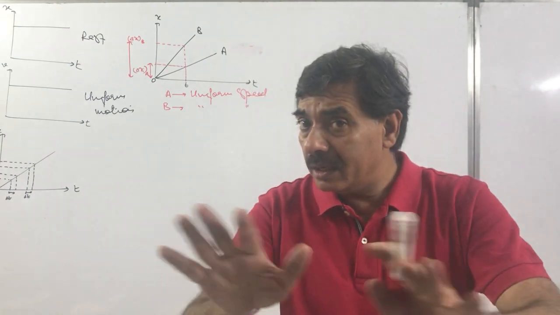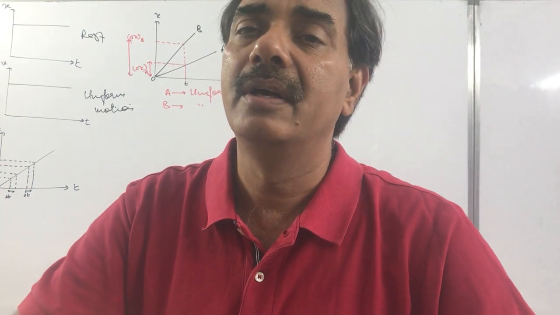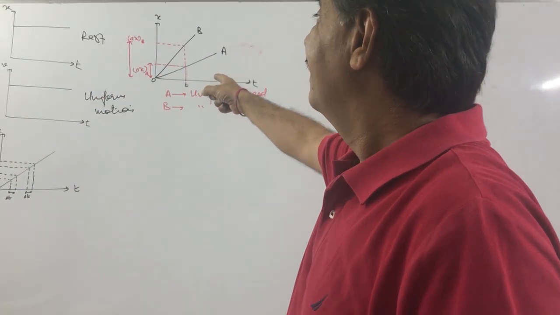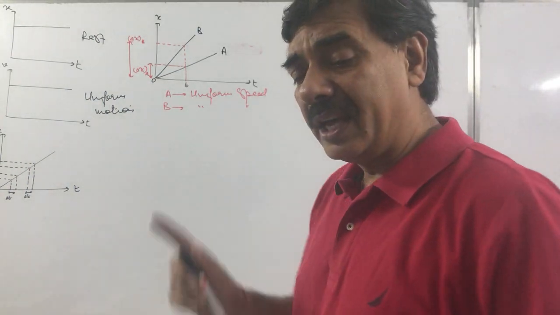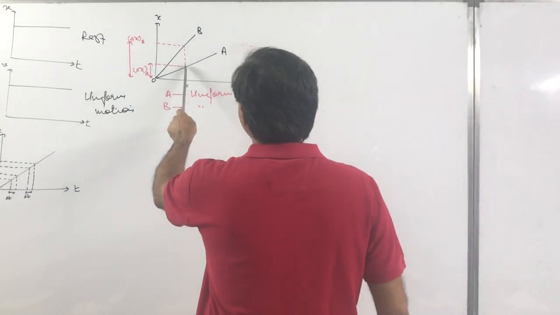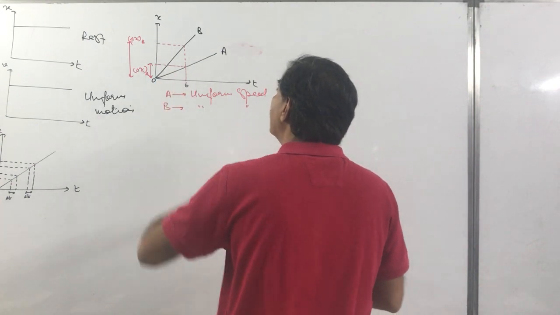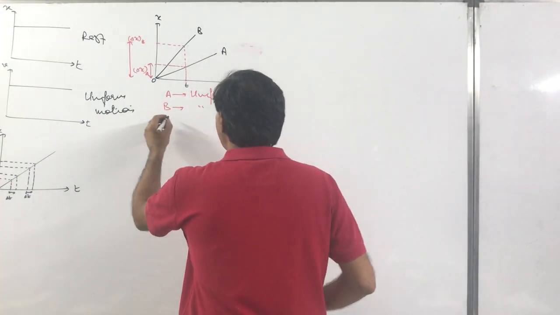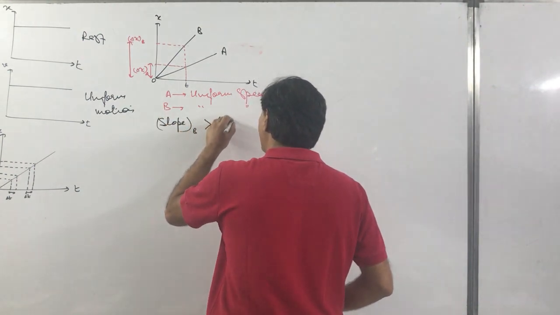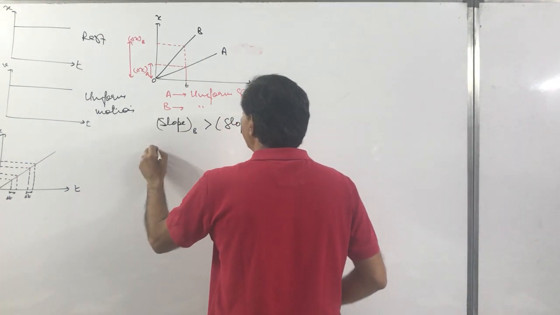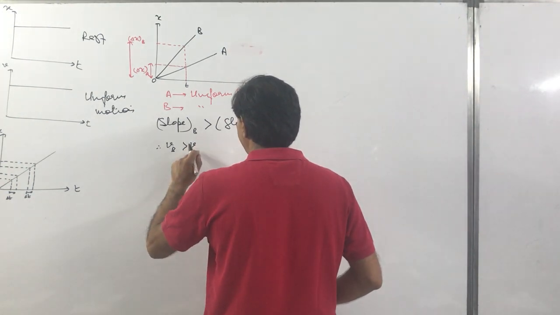You don't need to explain it in this manner all the time. I am just explaining it to you so that you don't have to mug it up. Once you understand this, that why does the slope of the position time graph represent the velocity? I repeat, in the same time, the change in position of B is more. Slope of B is more, right? Slope of B is greater than slope of A. Therefore, velocity of B is greater than velocity of A.